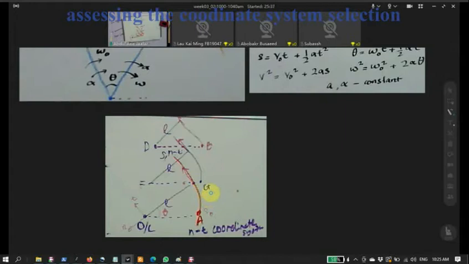And then the second advantage of using the normal and tangential coordinate system is that each point on the vertical bar has the same radius of curvature.